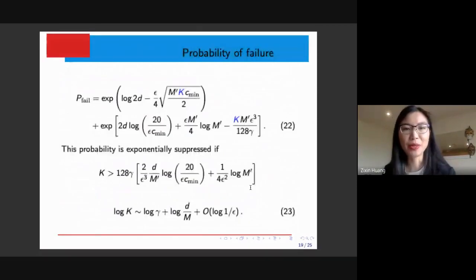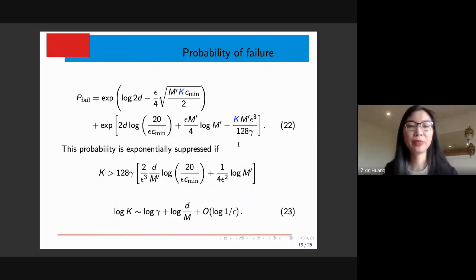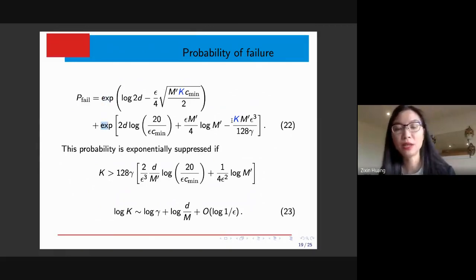Okay, so the probability of failure of our protocol is given by this complicated expression over here, but the good news is that everything sits inside exponentials, so we can make them disappear if we make k large enough, which corresponds to this complicated expression. And when we take the log of k, corresponding to the number of bits that we need, it collapses to this expression that we've seen before.